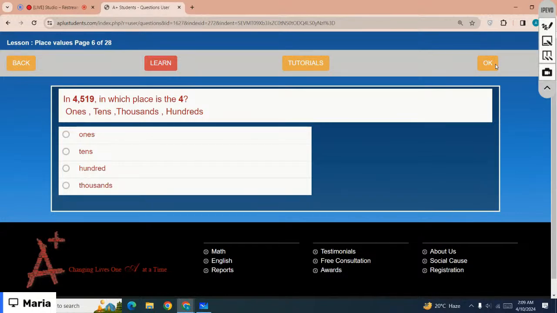In 4519, in which place is the 4? Which is the correct option? Very good. 4 is at the thousands place. The correct option is thousands.